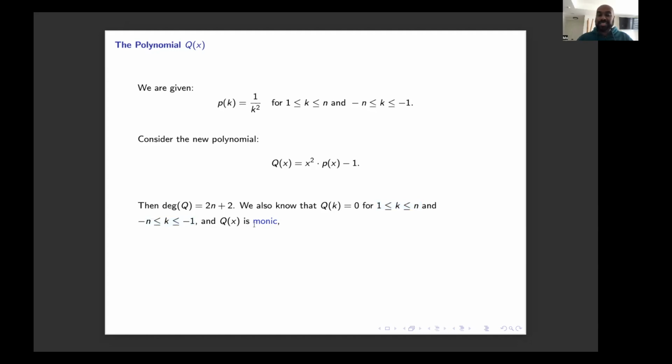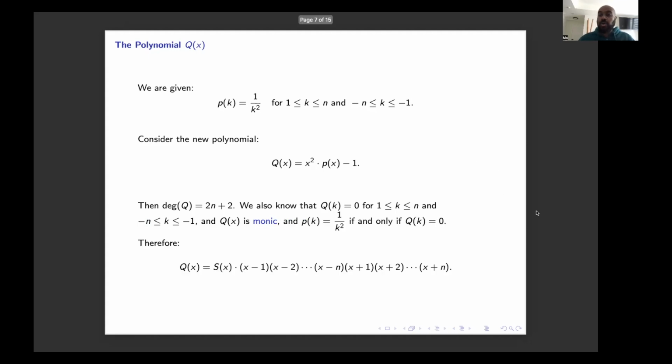And since q of x is monic, again meaning that its leading coefficient is 1, we then know a bunch of the factors of q of x. They're all of these factors right over here, because all of the numbers 1 through n and -1 through -n are roots of q. So the remaining roots of q, which are then the solutions to the equation we're curious about, are the roots of the remaining part of the polynomial right over here, which we'll call s of x.